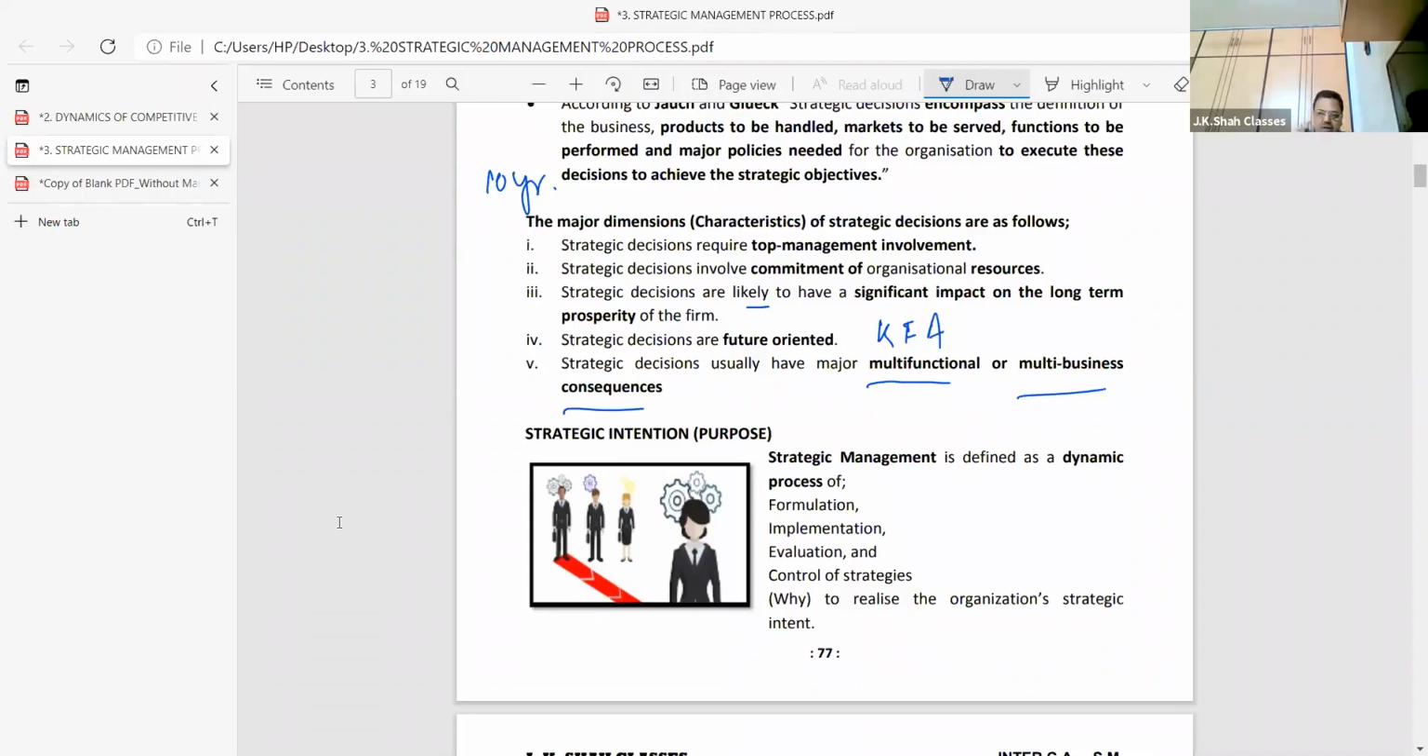He did suffer losses in one business, and imagine he had to abscond from the country. Some of his best businesses, United Breweries, United Spirits, Kingfisher Beer, McDowell's Whiskey, all that business, students. So multifunctional, multi-business consequences.